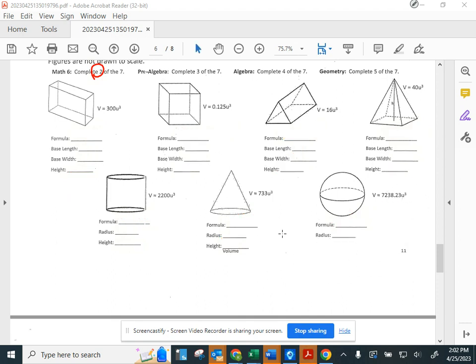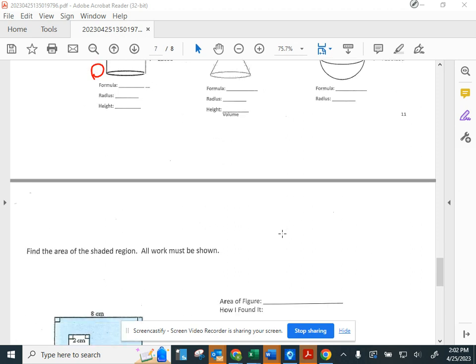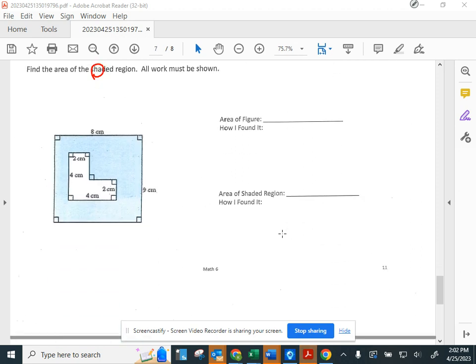Our next page is our area page. We need to find the area of the shaded region. All of our work must be shown. To start off, you want to find the area of our full figure. That area is the length times the width. Put that answer right here. For our white shape, we want to subtract out that white shape, so we're just left with our shaded.